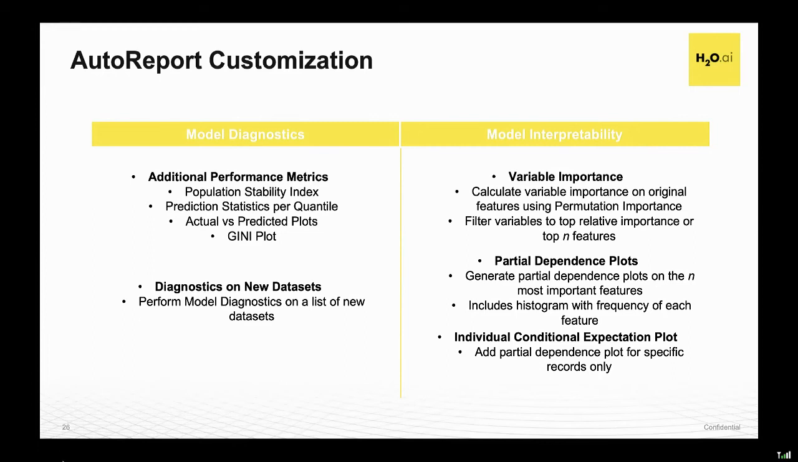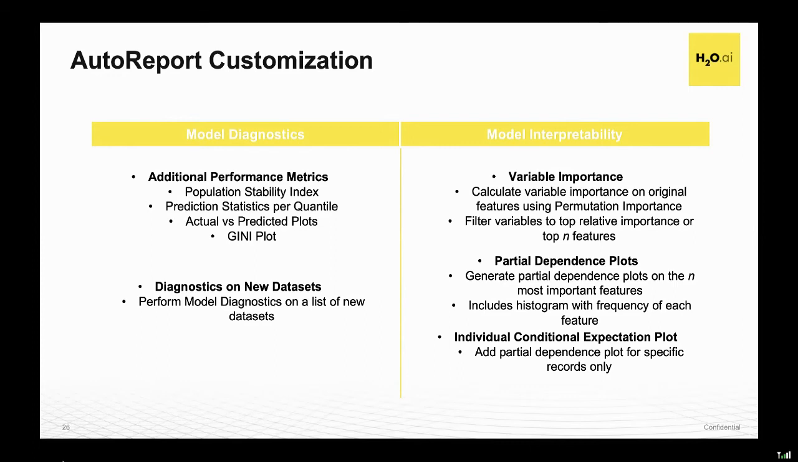You can also point to a new data set and include diagnostics on this. So this could be useful in very specific use cases where you have a new test data set maybe 2 weeks later, and you want to know in a report fashion how it performed on that data. So you could create a new auto report, point to that new data, and get all the model diagnostics on those new data sets.